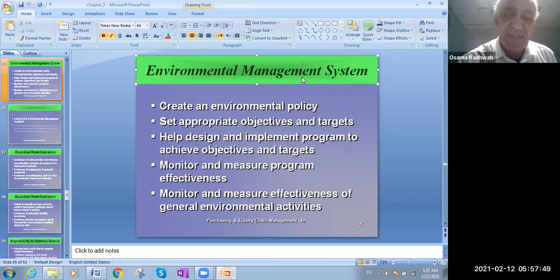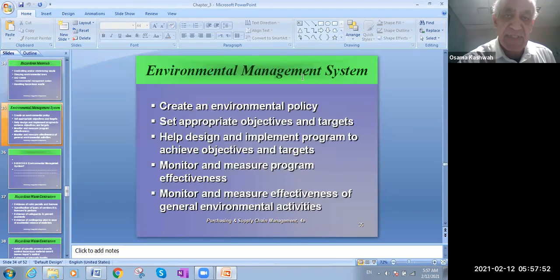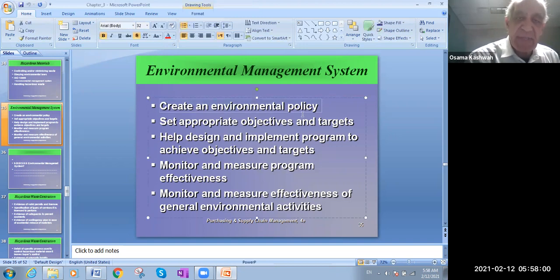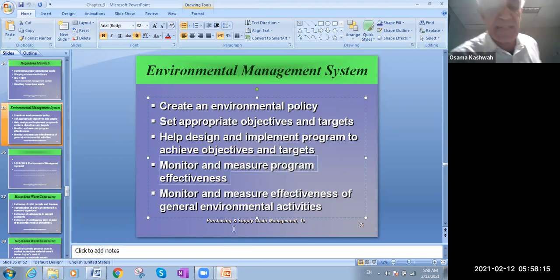Environmental management system, actually, this is a nowadays topic. Create an environmental policy. Set appropriate objectives and targets. Help design and implement program to achieve objectives and targets. Monitor and measure programs effectiveness, and monitor the measurements effectiveness of general environment activities.